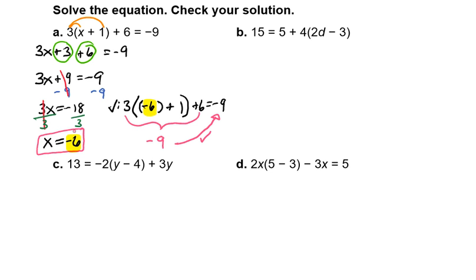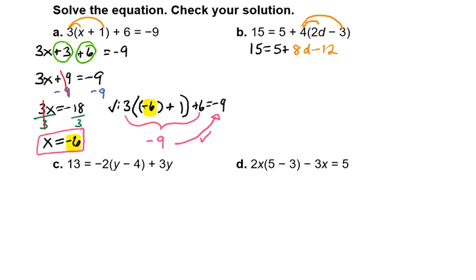So let's come over and look at problem B. We have 15 equals 5 plus 4 times 2d minus 3. So we have a number in front of our parentheses. So we want to go ahead and distribute that. So we're left with 15 equals 5 plus 8d minus 12. Now this time I kept that in orange so you can see where we got that from.